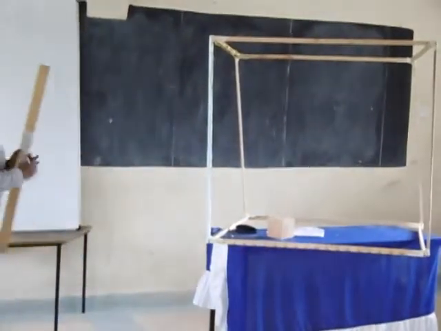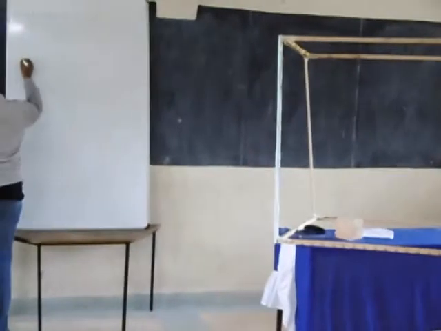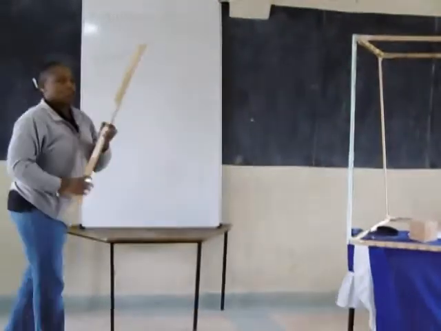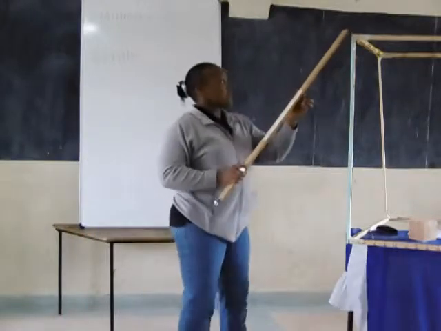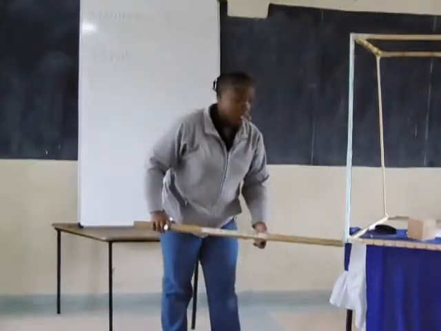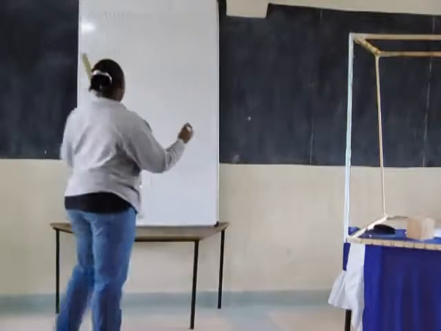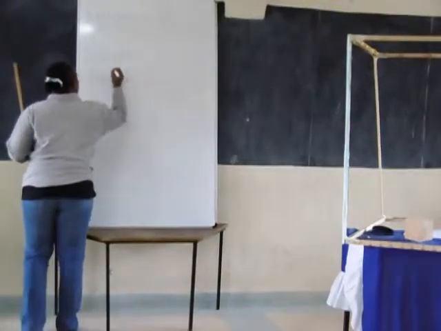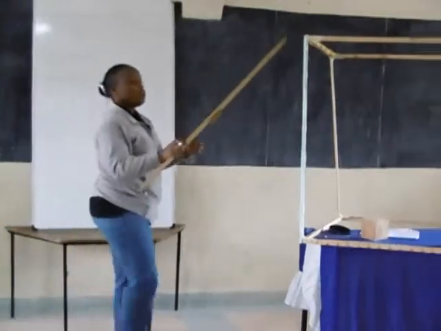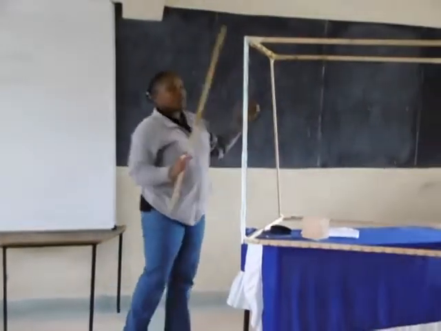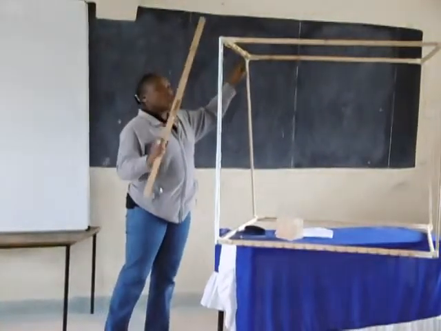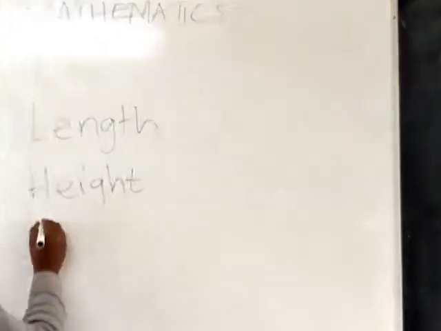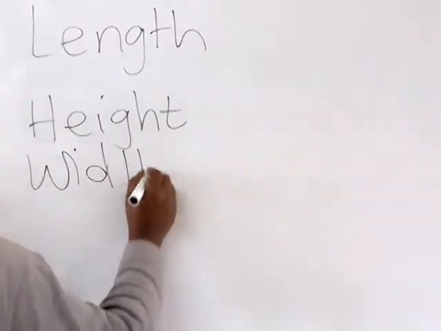Yes, it is called the length of our cube. What about this distance from here down here? Yeah, it's called the height. And we have the final one on this side, from this corner to here. We called it the width.